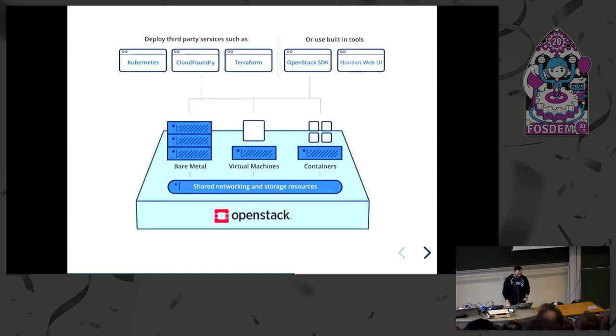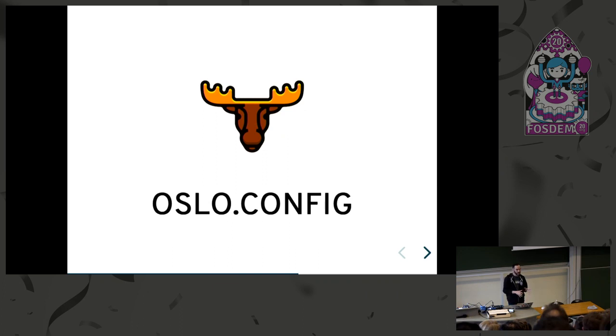Then OpenStack is basically, some people call it a cloud operating system. It handles bare metal nodes, virtual machines, containers, and then on top of it, you can deploy basically anything. It mostly stays in the layer of infrastructure as a service. And OpenStack is separated into lots of projects. This project is Oslo, which is the OpenStack common libraries.